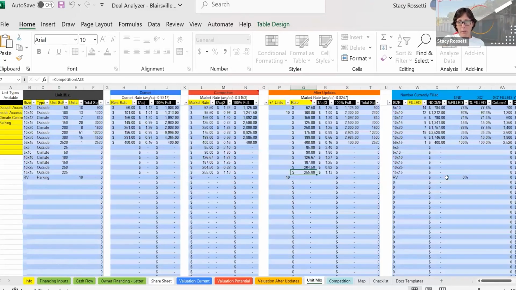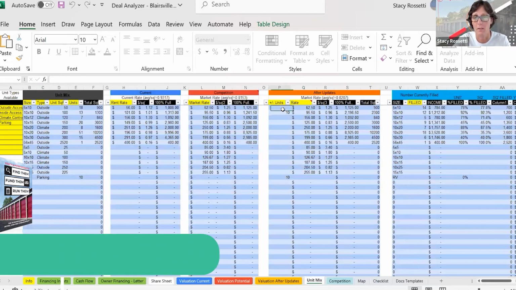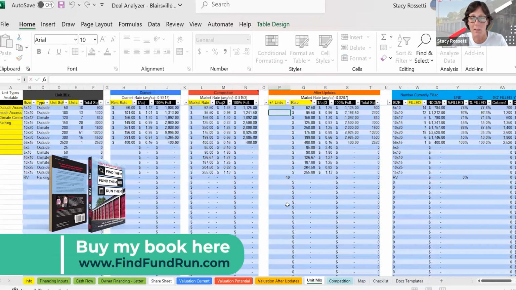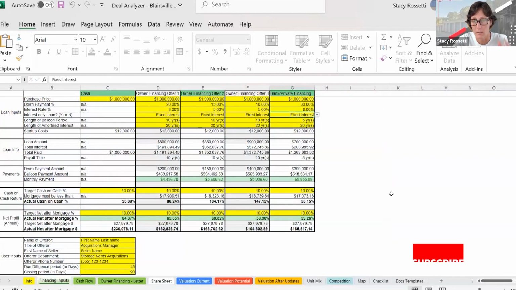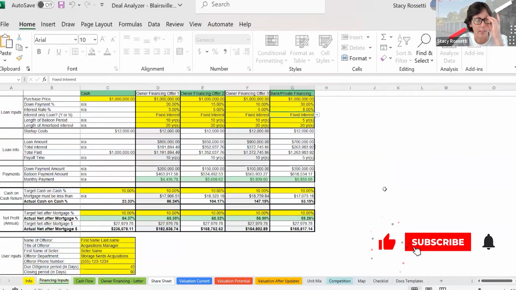So we filled all this out. Let me go back and control Z this so it's the right number. Yeah, take this out. So this is basically what it looks like, right? We've filled out the unit mix. We've filled out the competition. We have filled in our financing term. The next step is to fill in our financing term.